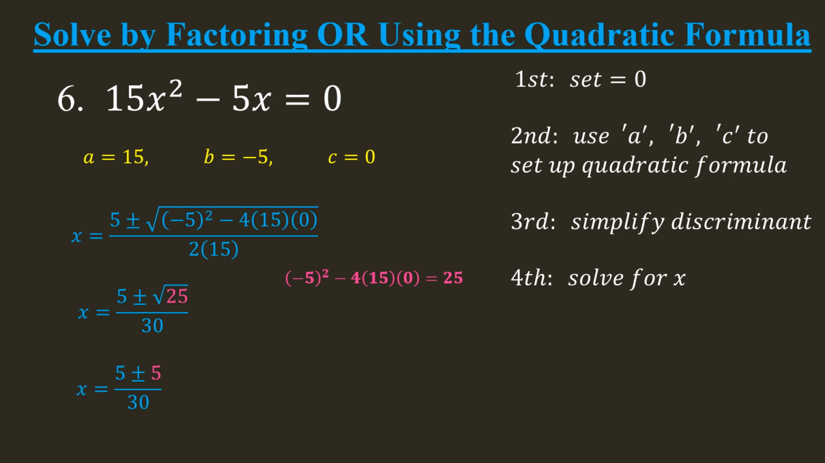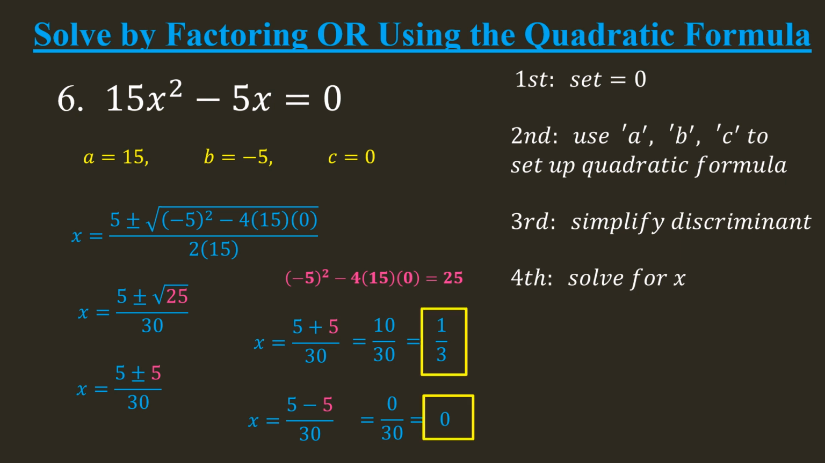So it's 5 plus and minus 5 over 30. Again, I'm going to take the extra step and write them as two different equations. X is 5 plus 5 over 30, and x equals 5 minus 5 over 30, giving us 10 over 30, or 1/3, as one solution, and 0 over 30, or 0, for the second solution. So our two answers are positive 1/3 and 0.